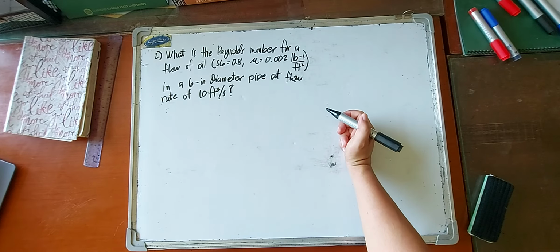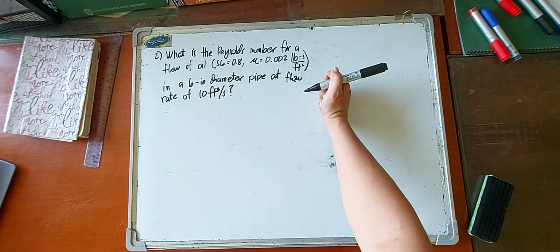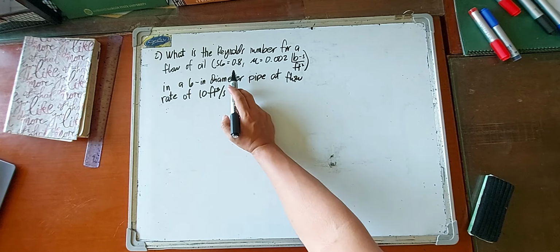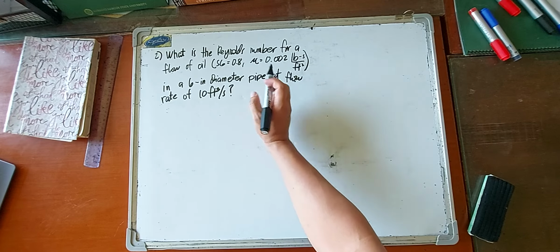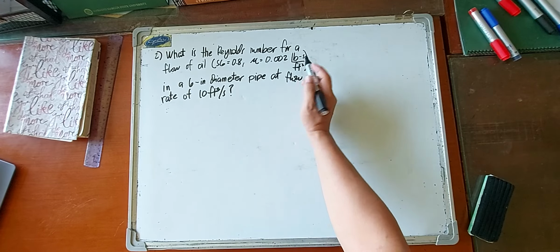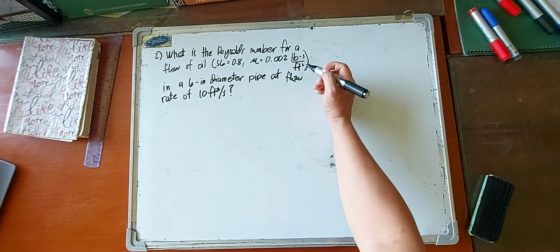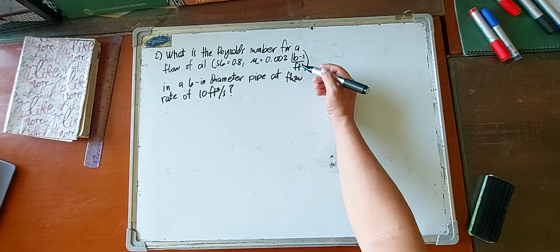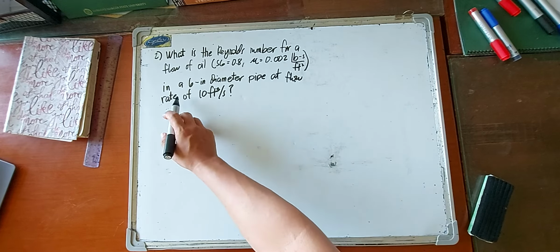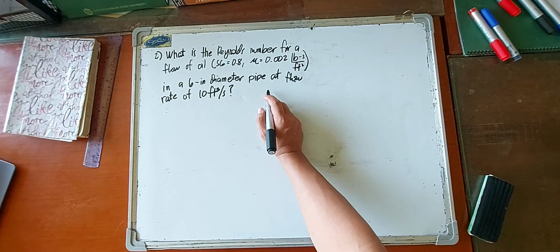Okay, number 2. What is the Reynolds number for a flow of oil with a specific gravity of 0.8 and absolute viscosity 0.002 pound second per square foot, or that is actually pound per square foot second, whatever, in a 6-inch diameter pipe at a flow rate of 10 cubic feet per second.